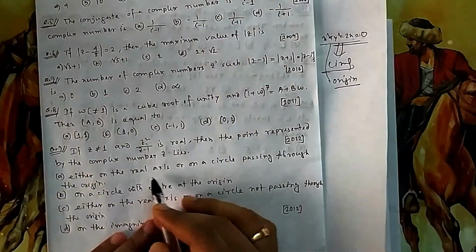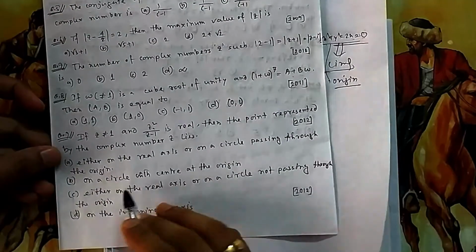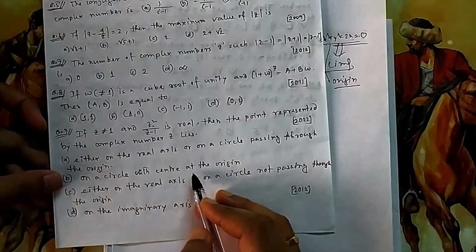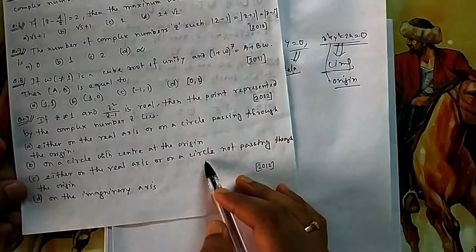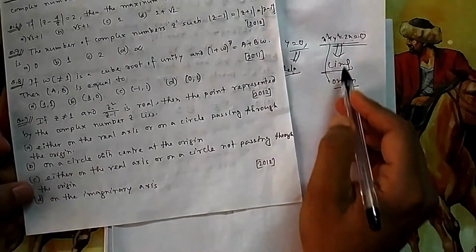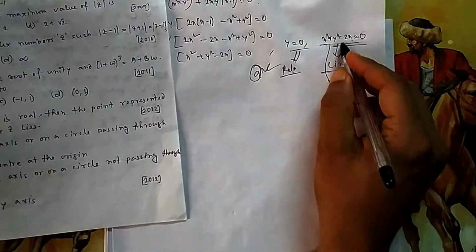Now check, either on real axis or a circle passing through the origin, that is A, which is satisfying for me. Then B, on the circle with center at origin. No, there are two options. It can be on real axis also, either on the real axis or on a circle not passing through origin. No, it is passing through origin. On the imaginary axis, no. So option A is the correct. This circle is also passing through origin. You can find the center and radius also if you need.